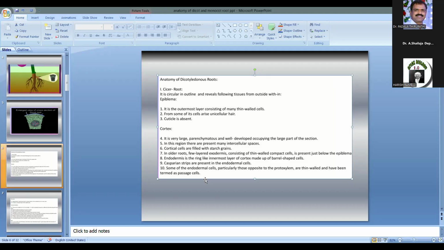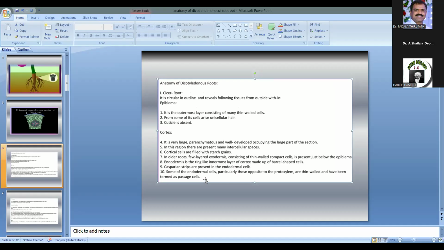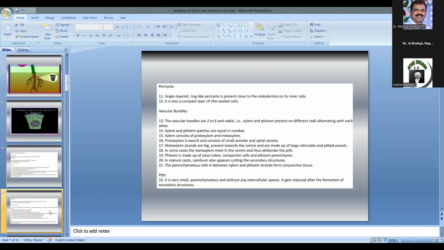So that type of cells are called passage cells. Okay. So next, coming to the endodermis. We already discussed that this is the innermost distinct layer of the cortex. It consists of a single layer of compactly arranged barrel-shaped cells. The cells are living and are characterized by the presence of Casparian strips. Thin-walled passage cells are also present in the endodermis. The endodermis behaves like a watertight jacket around the stele. This is generally destroyed after the secondary growth. That is about the endodermis.